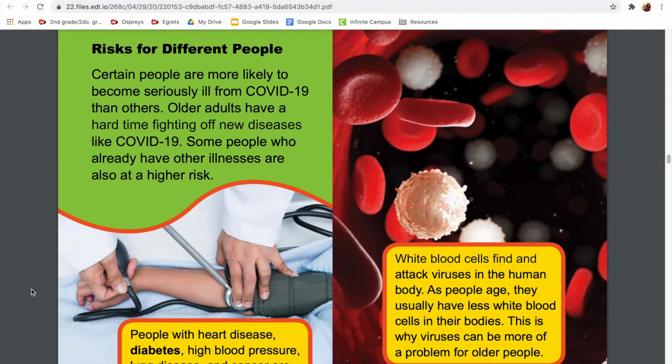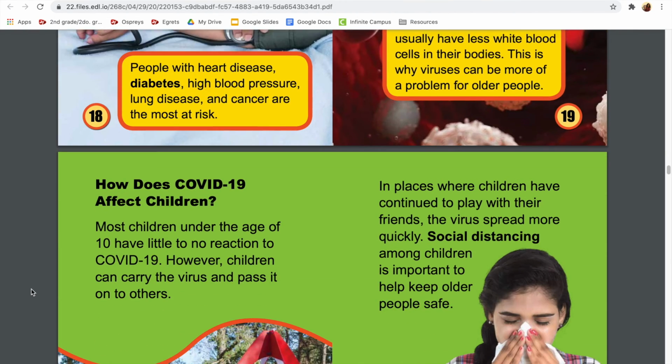So the risk for different people. Certain people are more likely to become seriously ill from COVID-19 than others. Older adults have a hard time fighting off new diseases like COVID-19. Some people who already have other illnesses are also at a high risk.